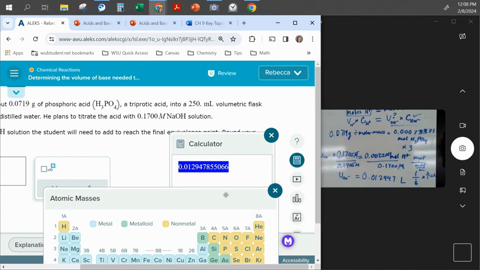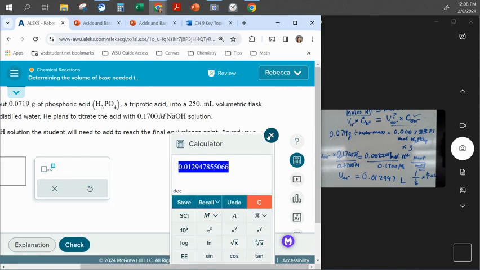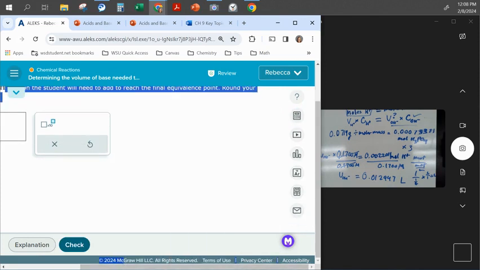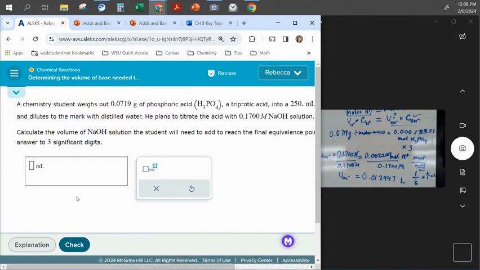They're asking for milliliters in this question, so I'm going to move my decimal place 3 to the right: 1, 2, 3, multiply by 1,000. And my answer will be 12.9. I have 3 sig figs here. We never use the volume. This is 4 sig figs, so we're going to use 3.